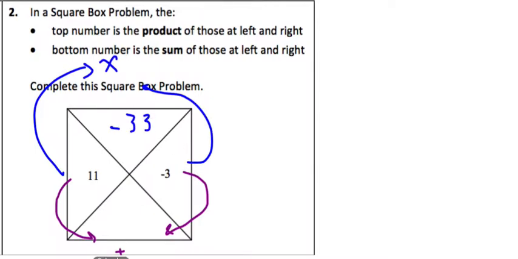And I'll jump to the bottom. 11 take away 3, so 11, 10, 9, 8. I did do that with my fingers, by the way. I still use my fingers for a lot of math. Gives us 8 for the bottom.